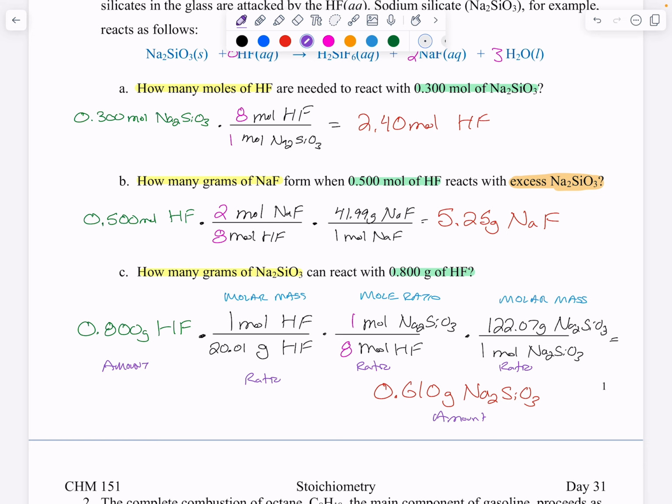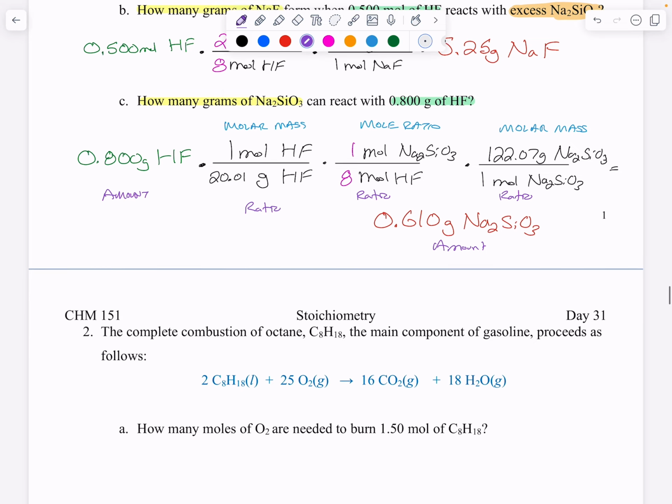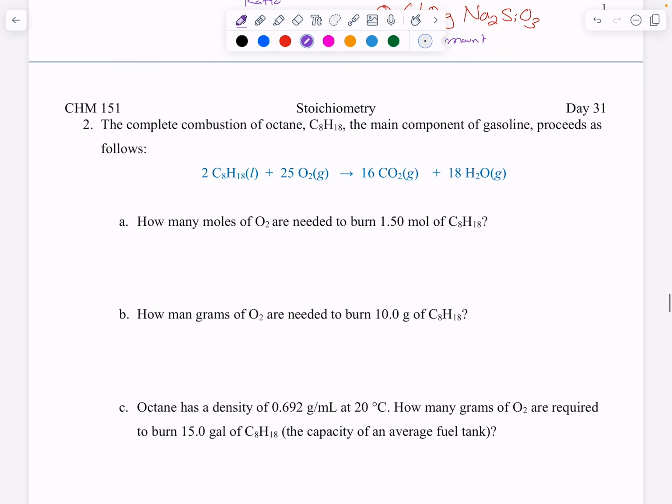Again, try it ahead of me. First thing we've got to do, it's balanced. How do I know it's balanced? There are coefficients, right? So if I give you coefficients, you can assume it's balanced, barring a typo, which can happen. But that's what it would be, so you can go with it. Now, for this one, how many moles of O2 are needed to burn that much octane?